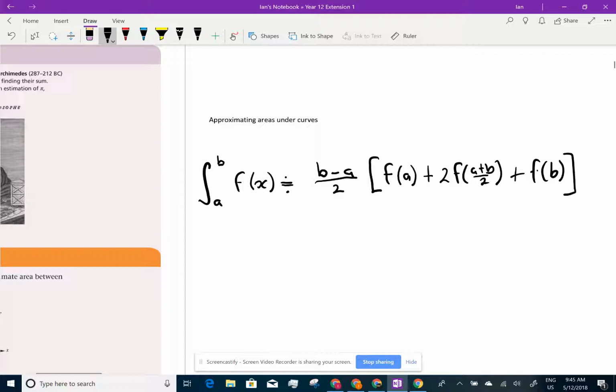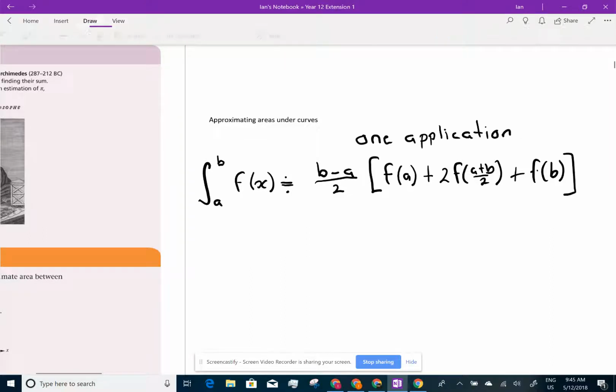Now, this is for one application. This is one application of the trapezoidal rule. And they're going to use different words like intervals, subintervals, ordinates, and function values, which are all going to confuse you a little bit, but after a while you'll understand, or hopefully you will.